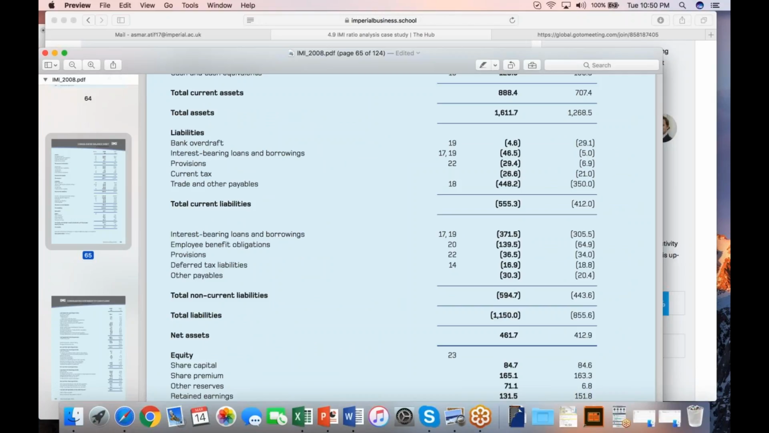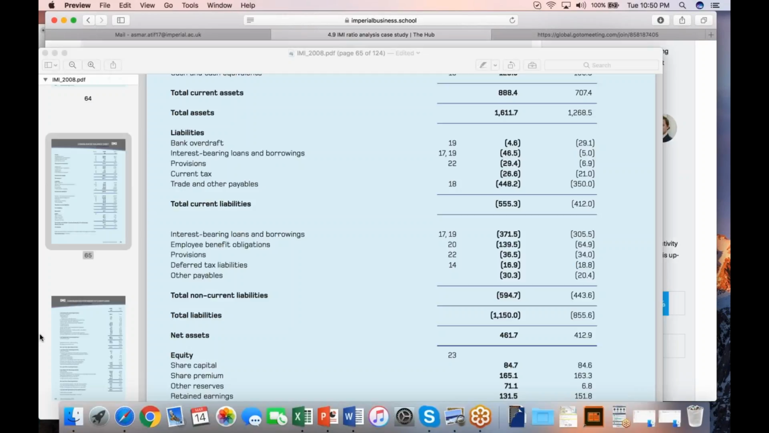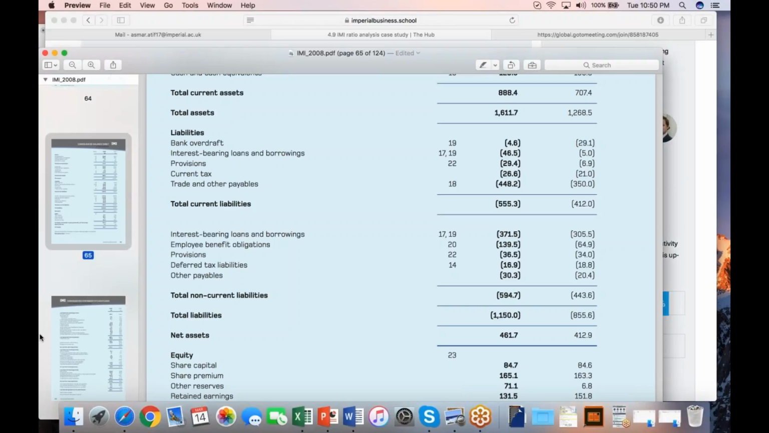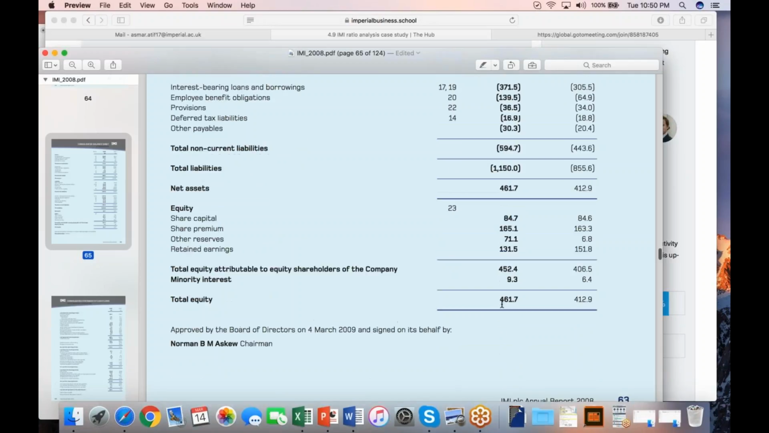So 371.5 plus 46.5. And if you go down again, 371.5, 46.5 plus 461.7. So 461 is total equity. And if I go to this, 461.7 is the total equity. That's a net asset, isn't it? It has to be equal to net assets, yeah. Oh, okay, yes, that's right.